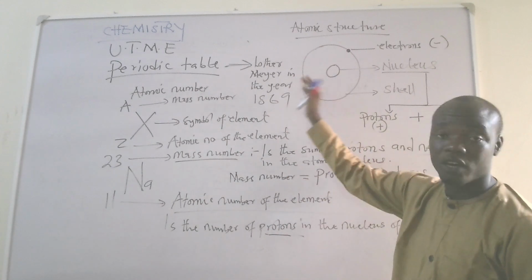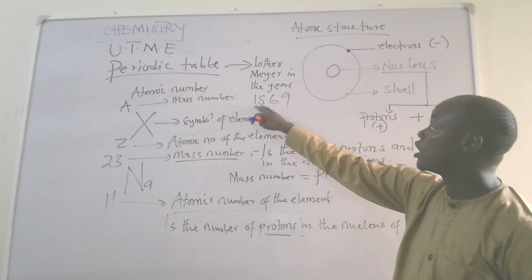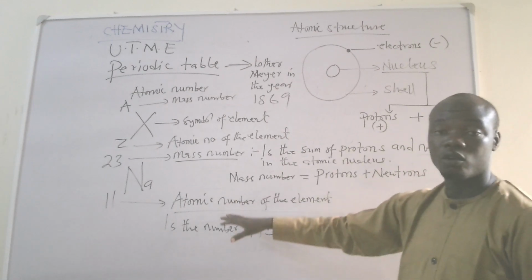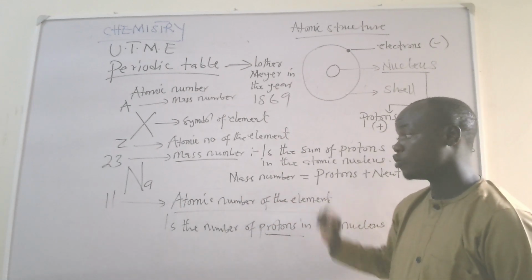Now, post Lothar Meyer, Moseley, a pioneer of chemistry, came up with the definition of the periodic table as the arrangement of elements in order of increasing atomic number.